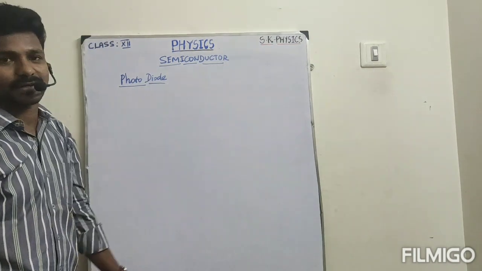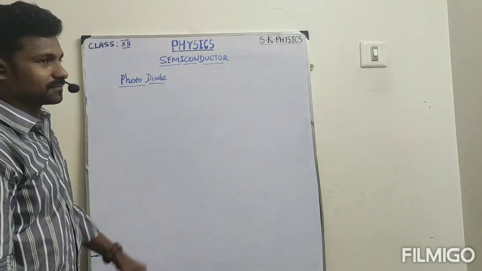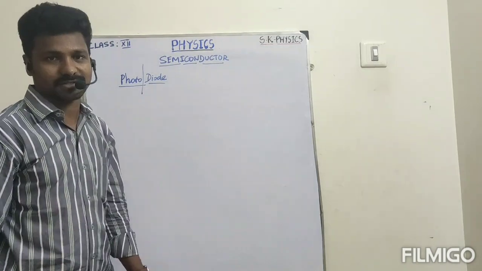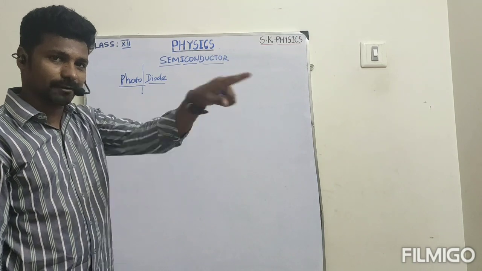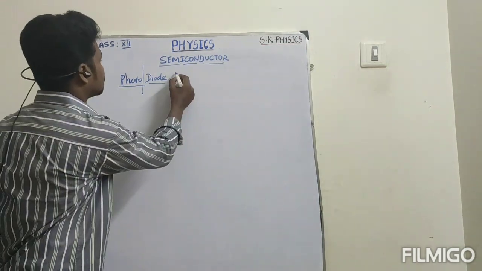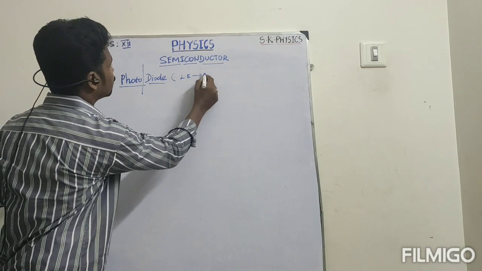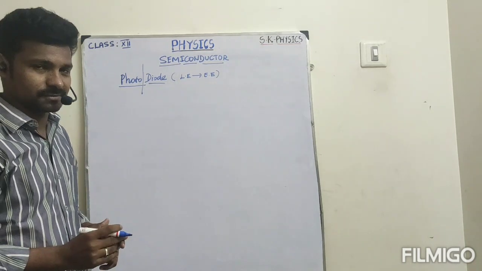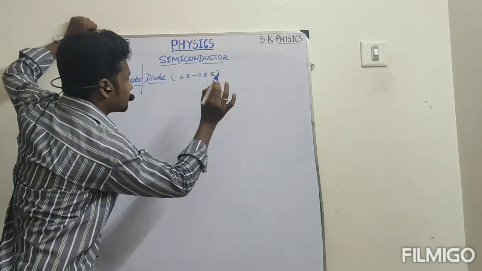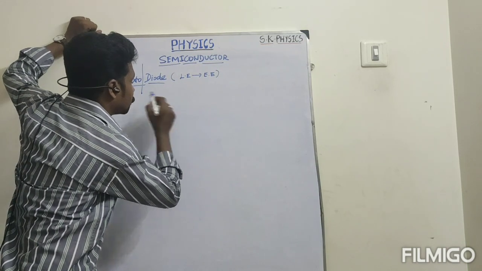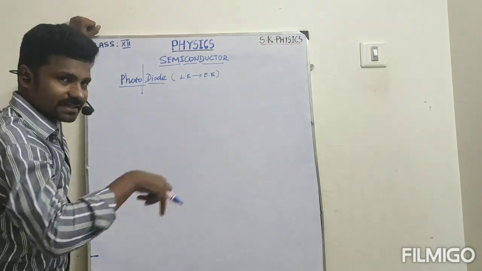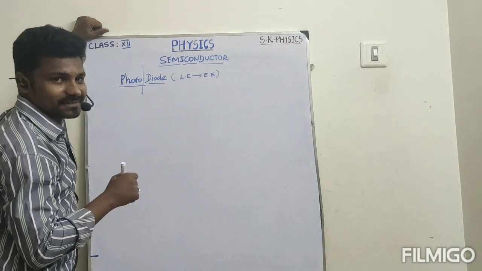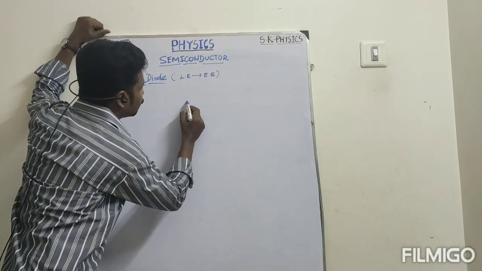Actually photodiode, it is combined together. Photo is nothing but light energy. So by using light energy, we can operate the diode. Simply we can say that light energy is converted into electrical energy. Then how? It is the same as a PN junction diode, but we have to apply that light energy in the junction. So let's see the diagram.